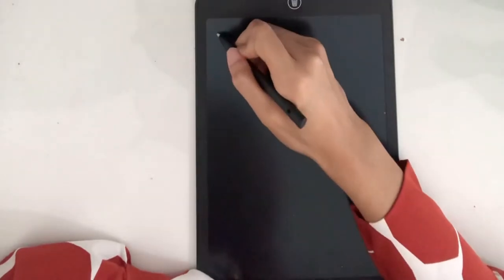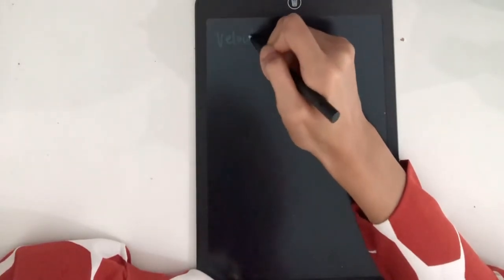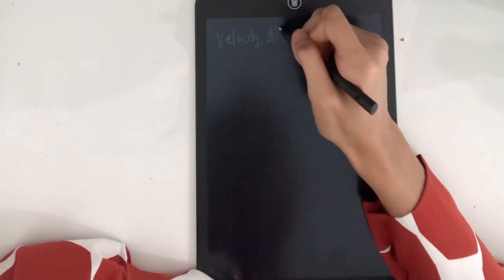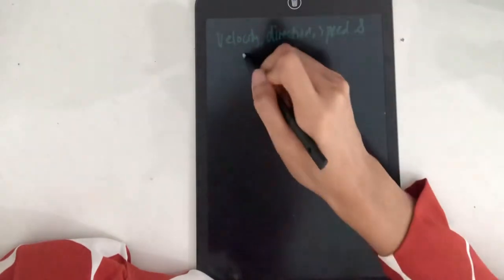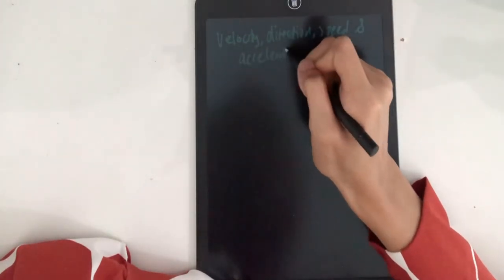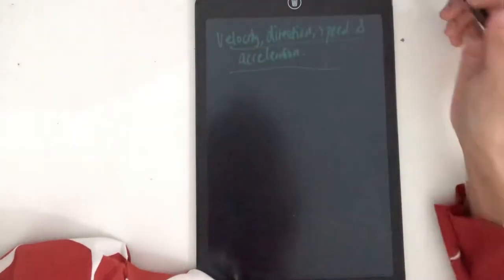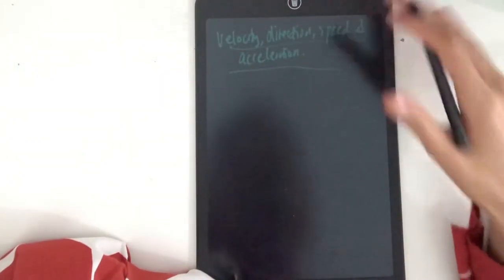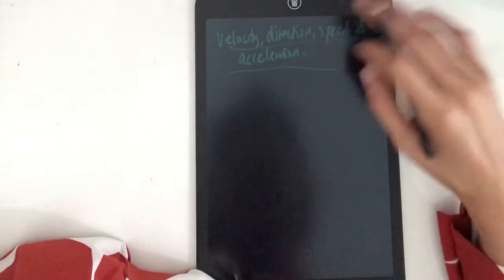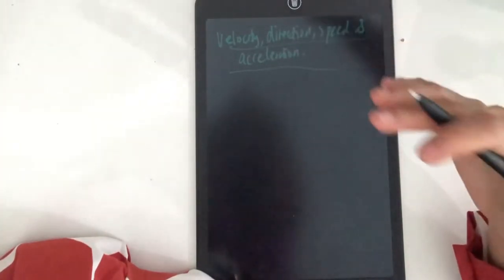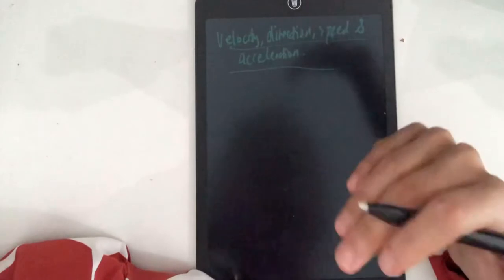Okay class, so we continue with another subtopic. The last subtopic for this week. So it's about velocity, direction, speed, and acceleration. Actually this is the application that we can relate with the vector function. You need to know how to find the velocity, direction, speed, and also acceleration.